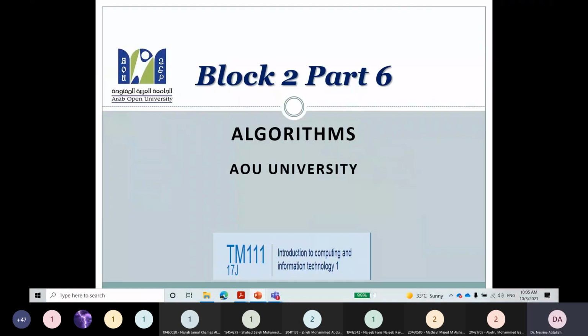In this meeting, we'll see all about algorithms. It is the last meeting in block 2.